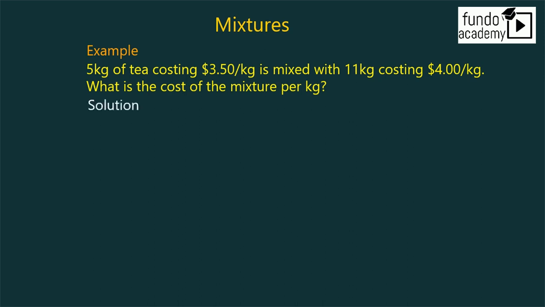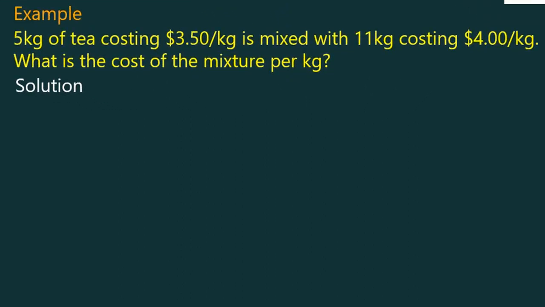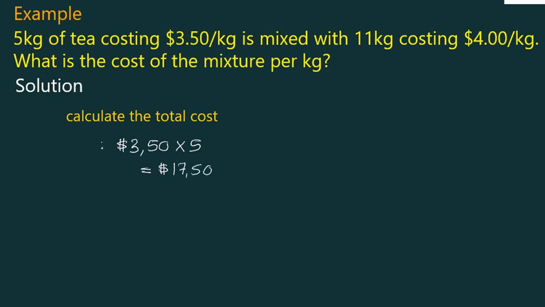Okay, so for the solution, since it's a mixture, the first thing we may want to do is to calculate the total cost of both types of tea. So we'll be calculating $3.50 by 5 for the first tea. That will give us the total cost, and that's in dollars, right? So what we'll be getting is $17.50. That's the total cost for the first type of tea, 5 kilograms of them.